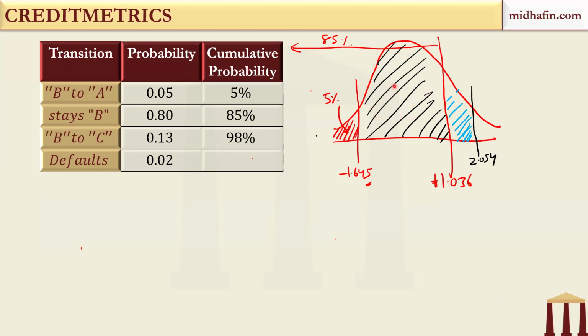So this region signifies B staying B only. The blue region similarly signifies B going to C, and this region signifies defaults.